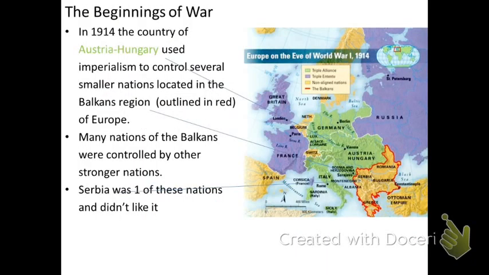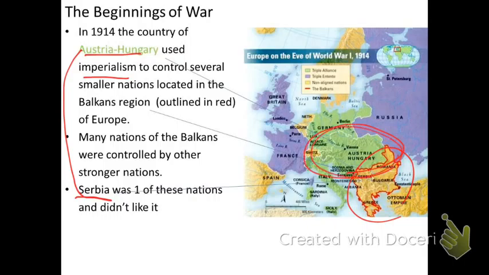We've got three or four more, I believe, before we finish with this presentation. The beginnings of the war. In 1914, the country of Austria-Hungary used imperialism to control several smaller nations, and we've talked about this already, located in the Balkans region. The Balkans region is this area over in here, outlined there in red, and I circled it for you. One of those countries was Serbia. Serbia was controlled by Austria-Hungary.